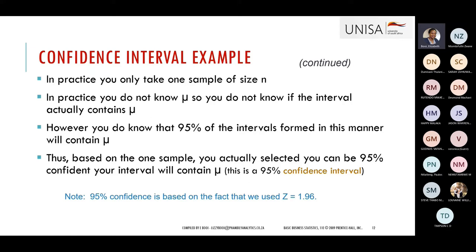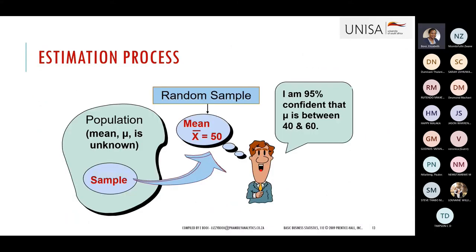However, you do know that 95% of the intervals formed in this manner will contain your mean, because you would have used your level of confidence. And in the previous exercise, we used a 95% confidence interval. So based on the level of confidence that we have of 95%, we can estimate that our population mean is included in this, even though we don't know for sure that it is included. Okay, so how then do we apply this method of estimation?